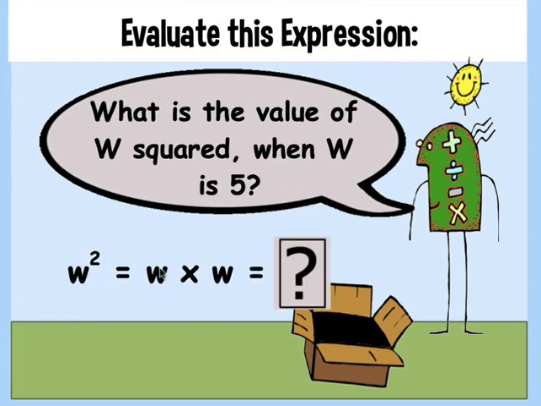What is the value of w squared when w is 5? Well, I know that w squared looks like w with a little 2 in the top, which also means w times w. So I know that I'm going to do 5 times 5. And 5 times 5, or 5 squared, is 25.